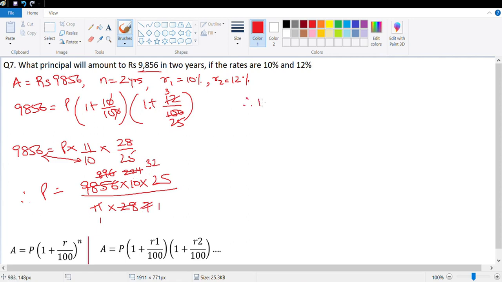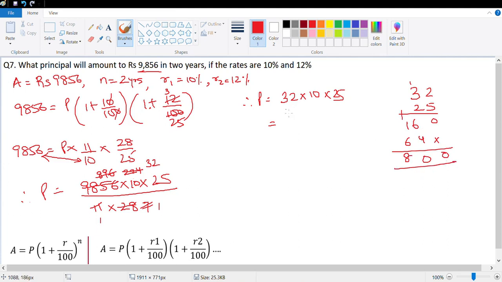Therefore, principal is equal to 32 into 10 into 25. Let's multiply. So 32 into 25. So that's 5 into 2, 10, 15 plus 1, 16, 2 into 2, 4, 2 into 3, 6, 0, 6 plus 4, 10, and 800. So this is 800 with 1 extra 0. So that's principal is equal to rupees 8,000. So 8,000 will amount to 9856 in 2 years if rate for first year is 10 and rate for second year is 12.